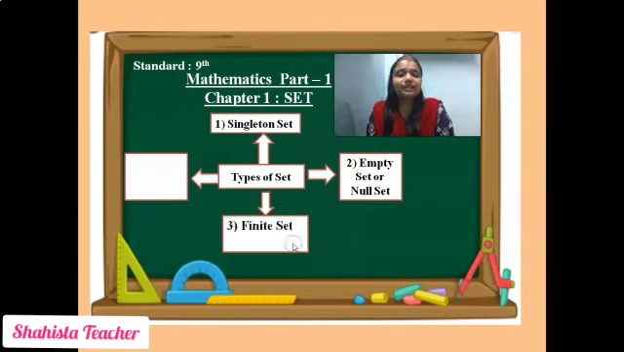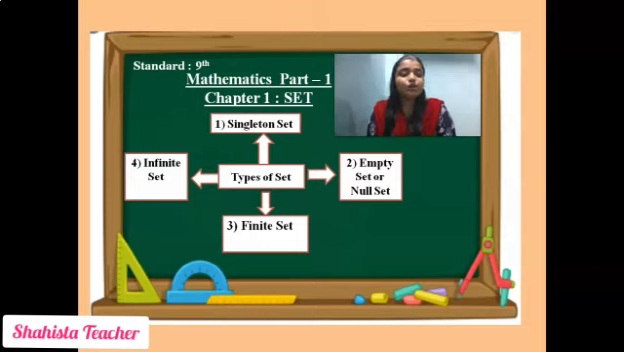Third is finite set. Finite sets are those sets which are limited and we can count them. So, countable sets or limited sets are known as finite sets. Last is infinite set. Infinite sets are those sets which cannot be counted. They are not countable. They are infinite, they are unlimited. Such type of a set is known as infinite set.